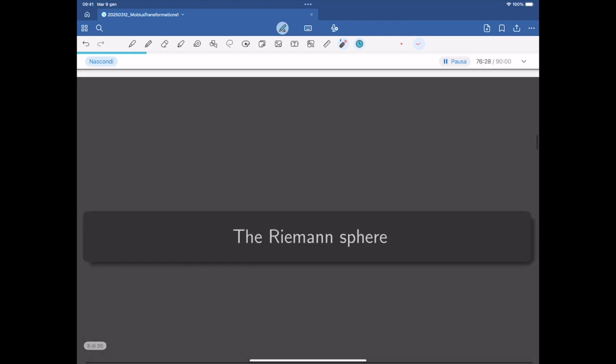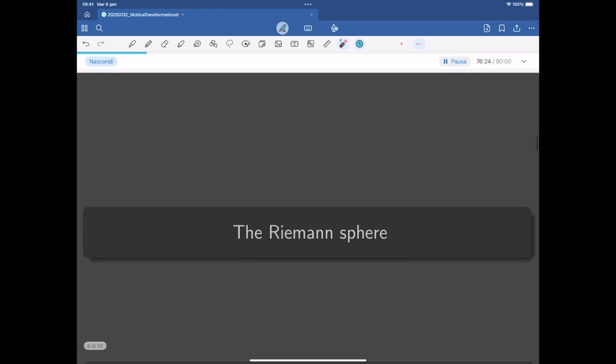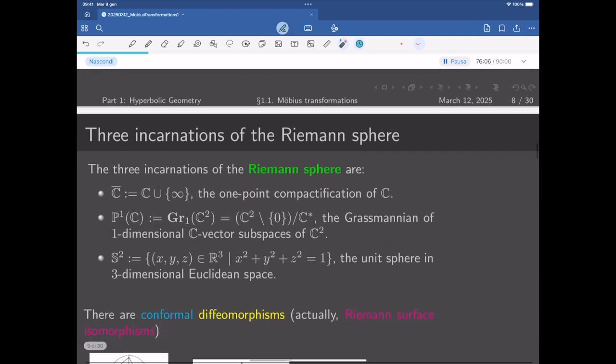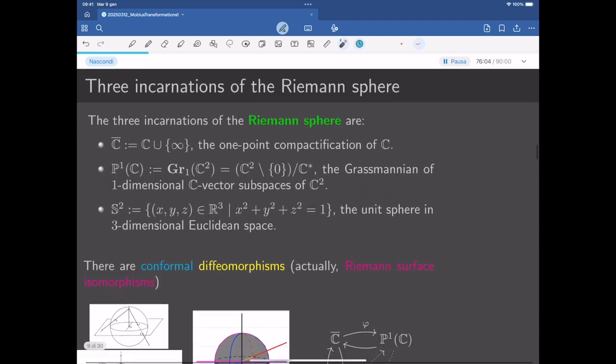Yeah. So let me start very quickly with the Riemann sphere. In the end, Möbius transformations are transformations of the Riemann sphere. For those who know Riemann surfaces, Möbius transformations are precisely the automorphisms of the Riemann sphere as a Riemann surface. But I said that I will speak from scratch.